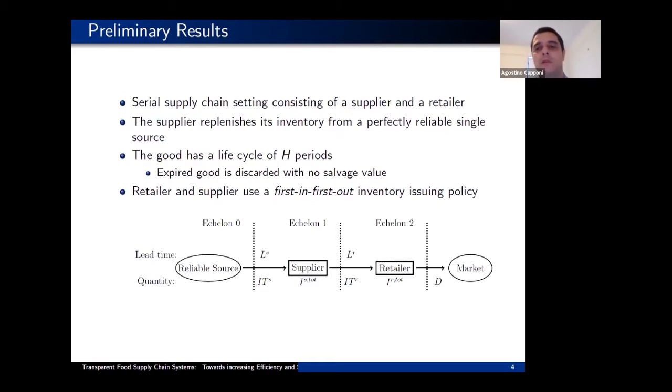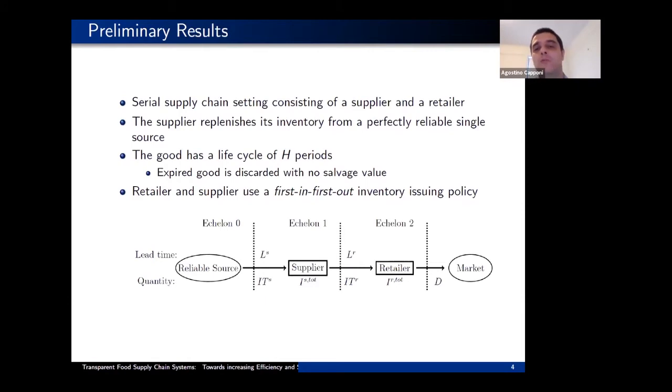And just to give an illustration of the structure, we have essentially a lead time, and there are quantities that vary with respect to the echelon where we are in the supply chain system. So first, the reliable source is providing goods to the supplier, and the supplier is providing goods to the retailer, and the retailer is finally giving the goods to the consumers in the market. And there will be a lead time in the transmission from the source to the supplier, and in the transmission from the supplier to the retailer.